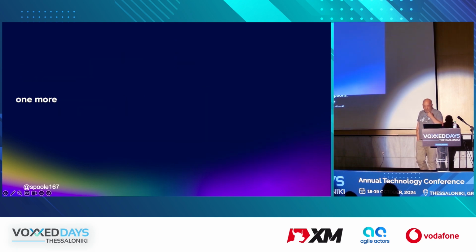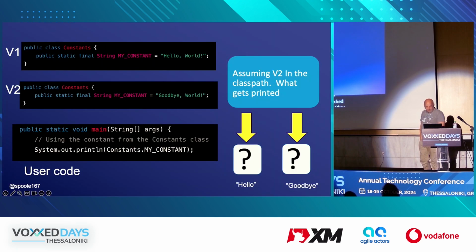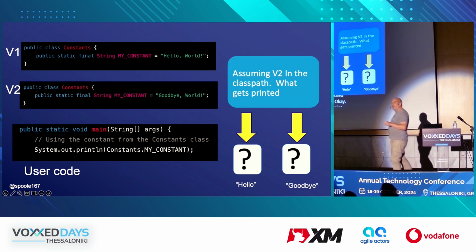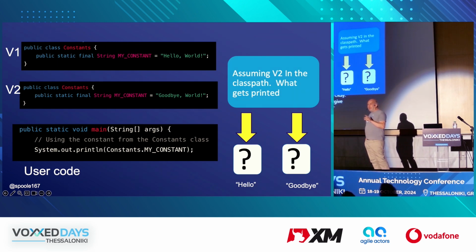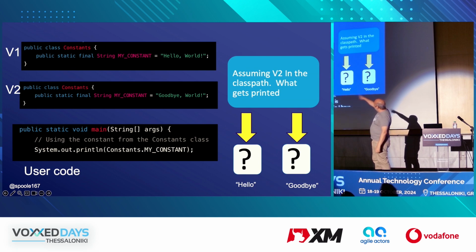Right, okay. One more, and I will forgive you if you don't know this one, because this is subtle, and this is irritating, but it can bite you. So I have a version 1 class. If you see, it says public static final String MY_CONSTANT equals "hello world". Okay? And then I create a new version of this, and I change the constant to be something else.